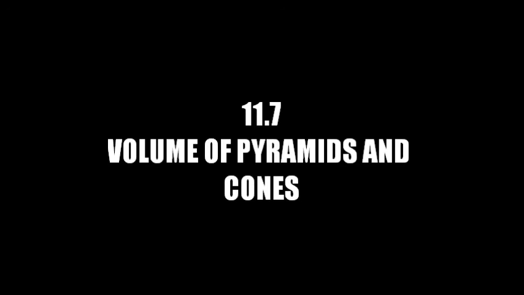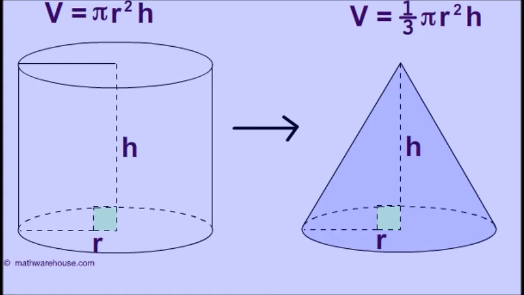Volume of pyramids and cones. The formula to find the volume of a pyramid and a cone are similar to the volume of a prism and cylinder. You just multiply 1/3 to the area of base times height.